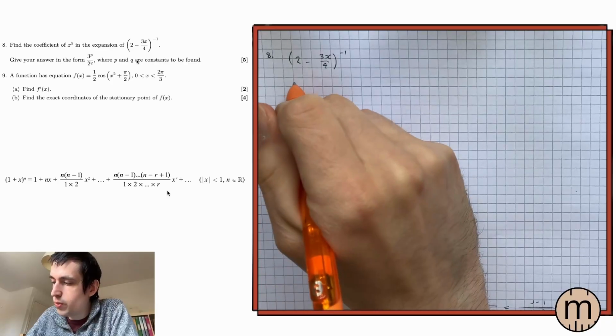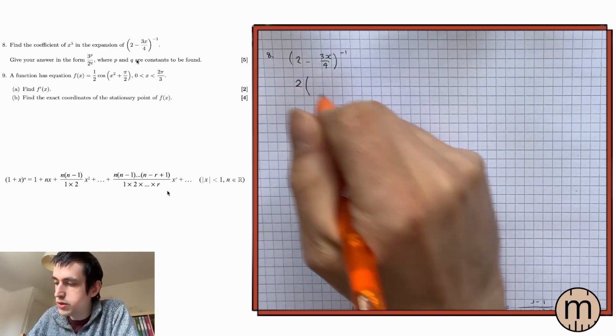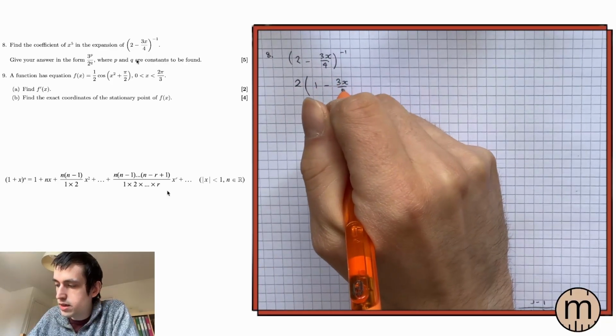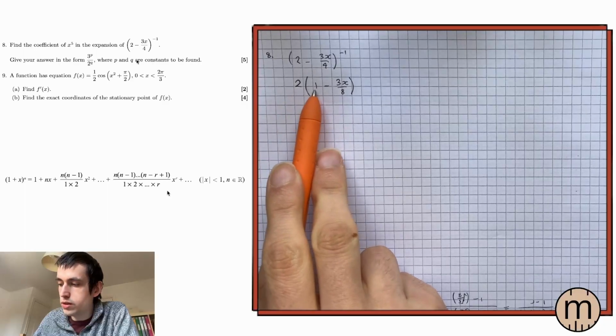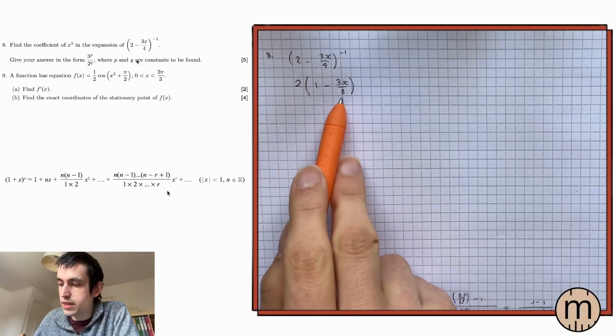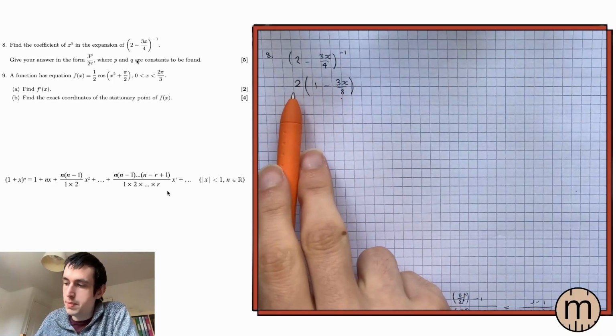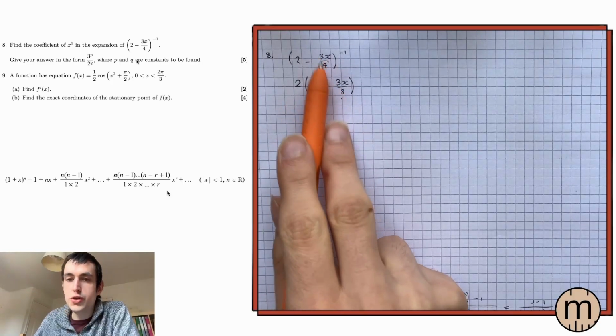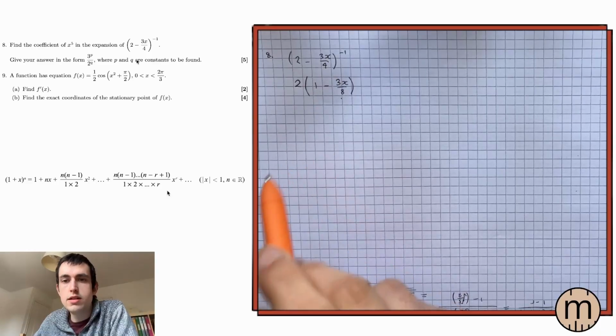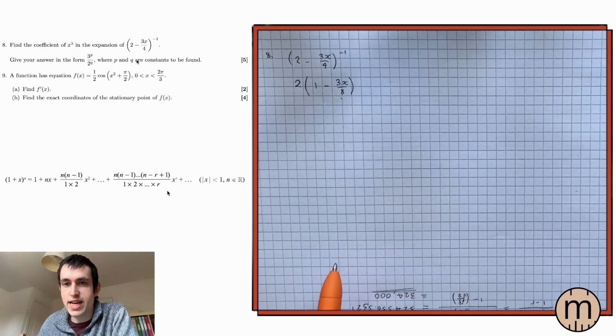Because there's a 2 there, what we have to do is separate the 2 out with a bracket. And we're going to get 2 lots of 1 and then 2 lots of minus 3x over 8. Make sure you put an 8 here, not a 2. Make sure when you times 2 by this fraction, you get the original. Do that little check to make sure that you don't go wrong from the get-go.